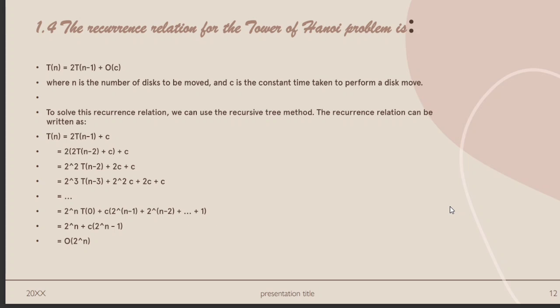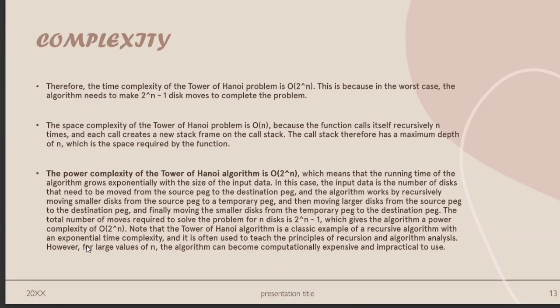The recurrence relation can be written as T(n) = 2T(n-1) + c, 2 into 2T(n-2) + c, and so on, following the steps of the recurrence relation. Then the recurrence relation of the Tower of Hanoi problem is O(2^n). The time complexity of the Tower of Hanoi problem is O(2^n).